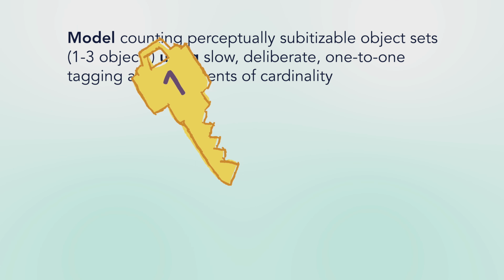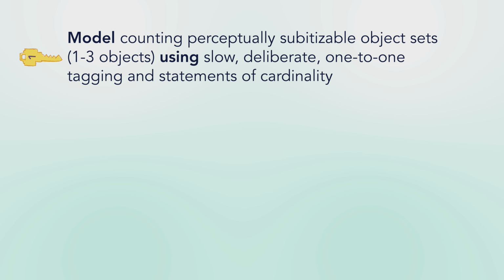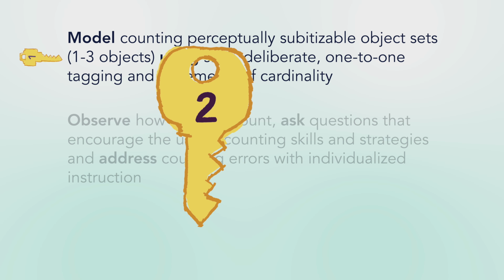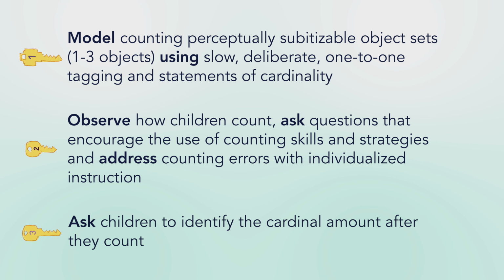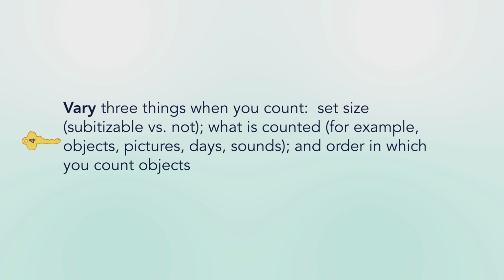Model counting perceptually subitizable object sets of 1 to 3 objects using slow, deliberate, one-to-one tagging and statements of cardinality. Observe how children count. Ask questions that encourage the use of counting skills and strategies, and address counting errors with individualized instruction. Ask children to identify the cardinal amount after they count, and vary 3 things when you count: set size, what is counted, and order in which you count objects.